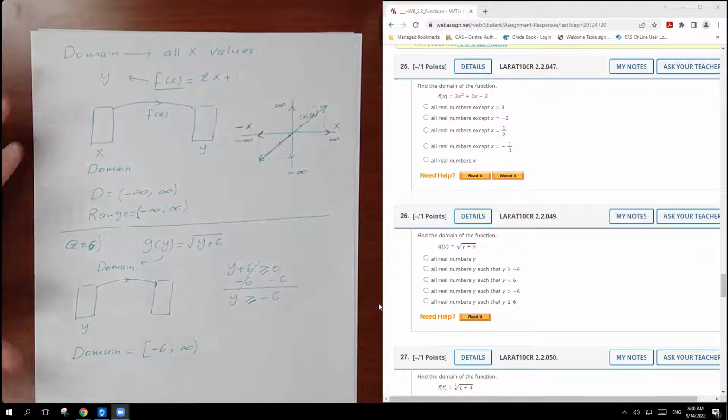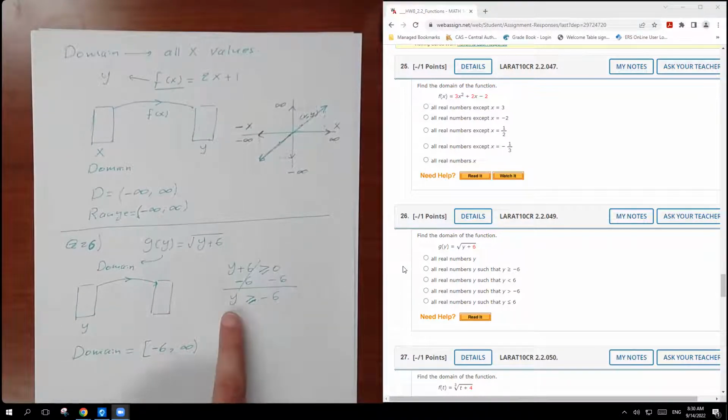So which one are you going to choose? This one, or you can choose y greater than or equal to negative 6. You see, all real numbers y such that y greater than or equal to negative 6. So this one is going to be the right one. This is example 26. We're going to go back to example 25.